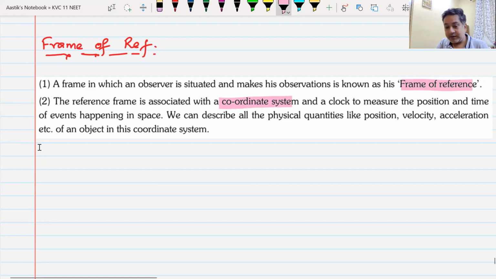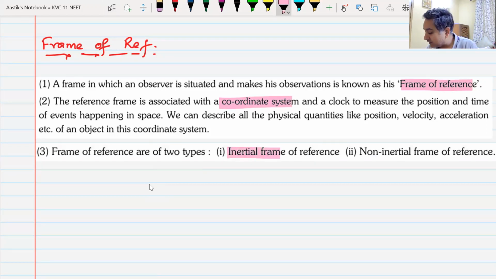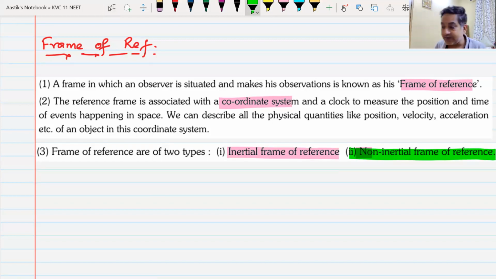Well, whenever we talk about these frames of reference, we must understand that these frames of reference are of two types. The first type is known as inertial frame of reference, and the second type is known as the non-inertial reference frame. So there are inertial reference frames, and then there are non-inertial reference frames. Two types of reference frame, my dear friends. Inertial reference frame and non-inertial reference frame. I give you 2 minutes to write up till here, then we will move forward.